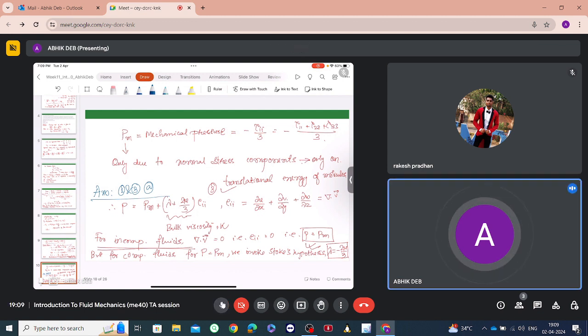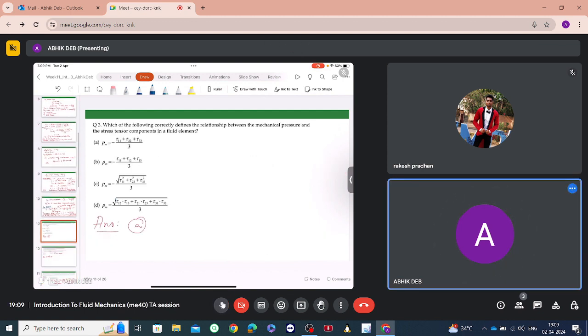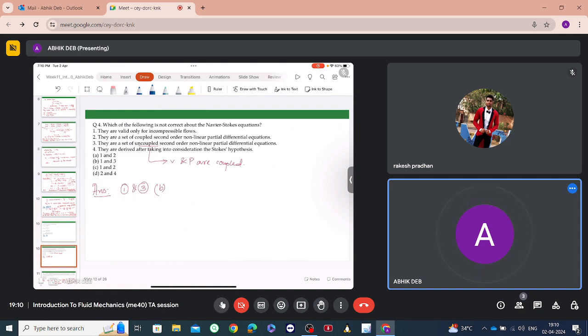Okay, so going to the next problem. This was just a relationship between the mechanical pressure and the stress tensor components, which we have already discussed in the previous problem directly. So the answer is option number A. Now, which of these is not correct about the Navier-Stokes equation?